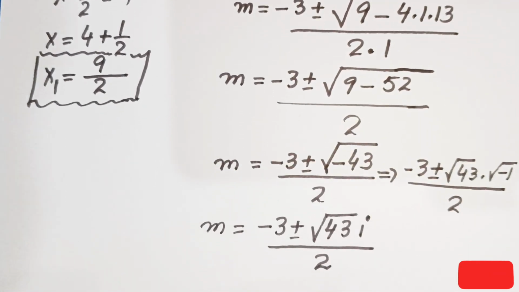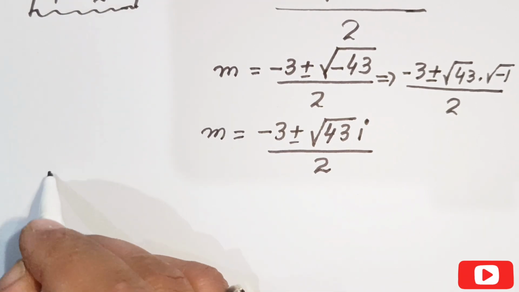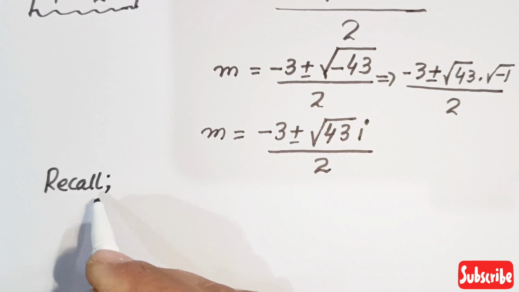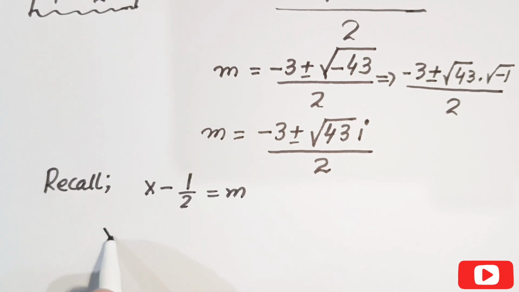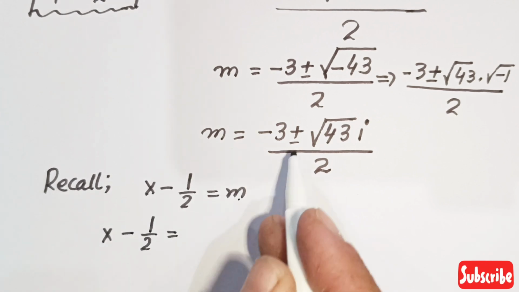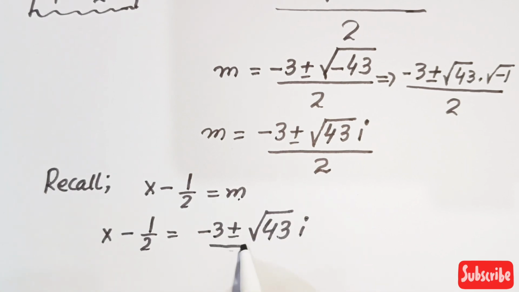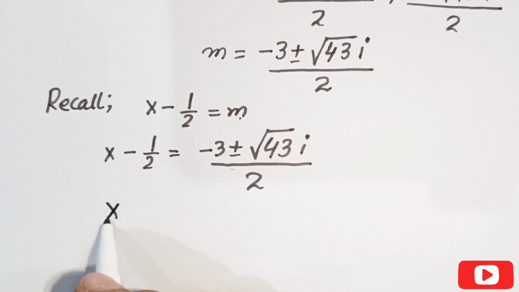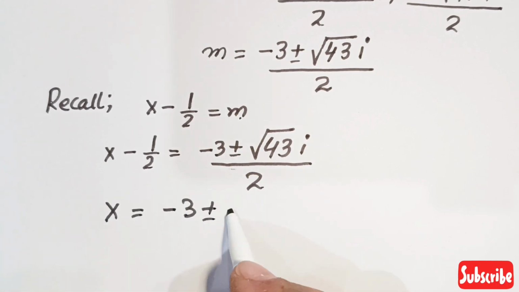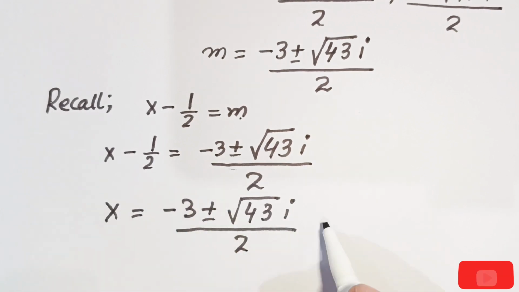Now our next solution will be, here recall our substitution, that is x minus 1 over 2 is equal to m. So now x minus 1 over 2, this m is equal to minus 3 plus minus square root of 43 i all over 2. So shifting this minus 1 over 2, we will get x is equal to minus 3 plus minus square root of 43 i all over 2, and this minus 1 over 2 will be plus 1 over 2.